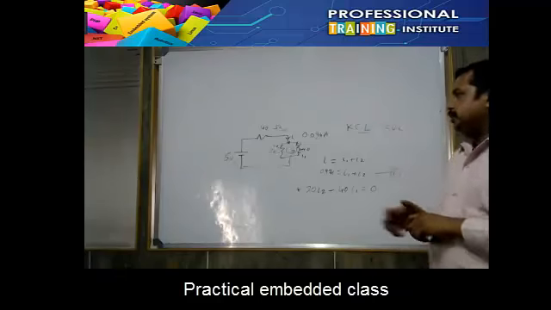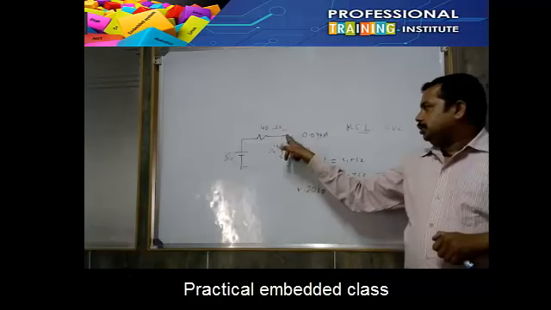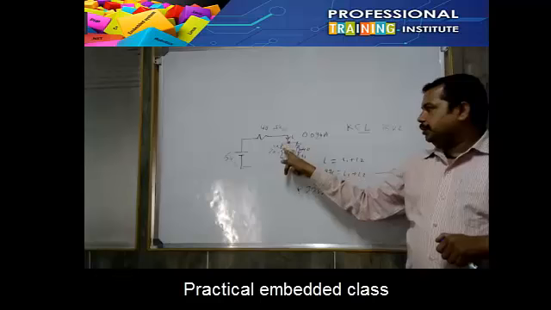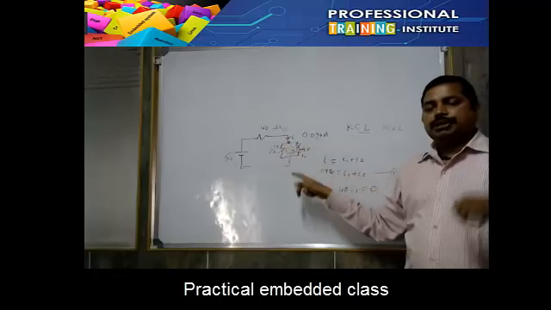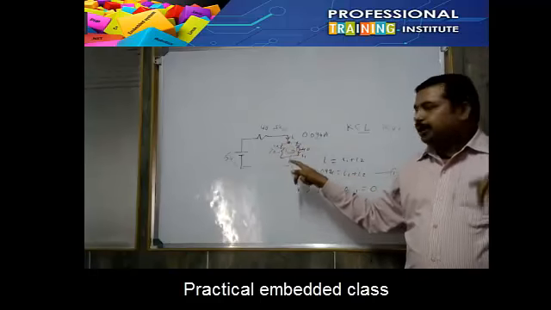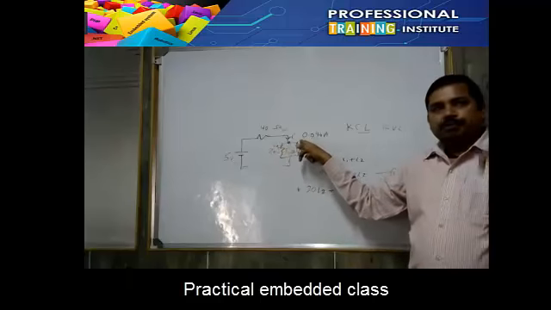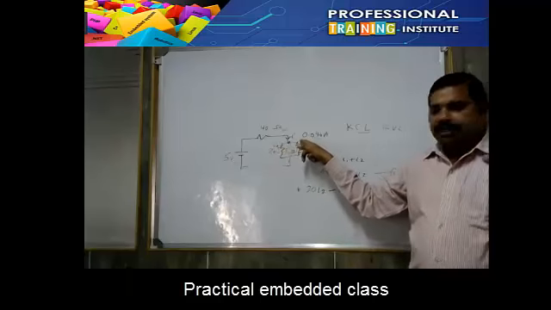What did I do? I is coming here and then it divided into two parts. I2 is going here, I1 is going here. The point from where I is entering, that will become plus. Here also the point from where the I is entering, that will become plus.